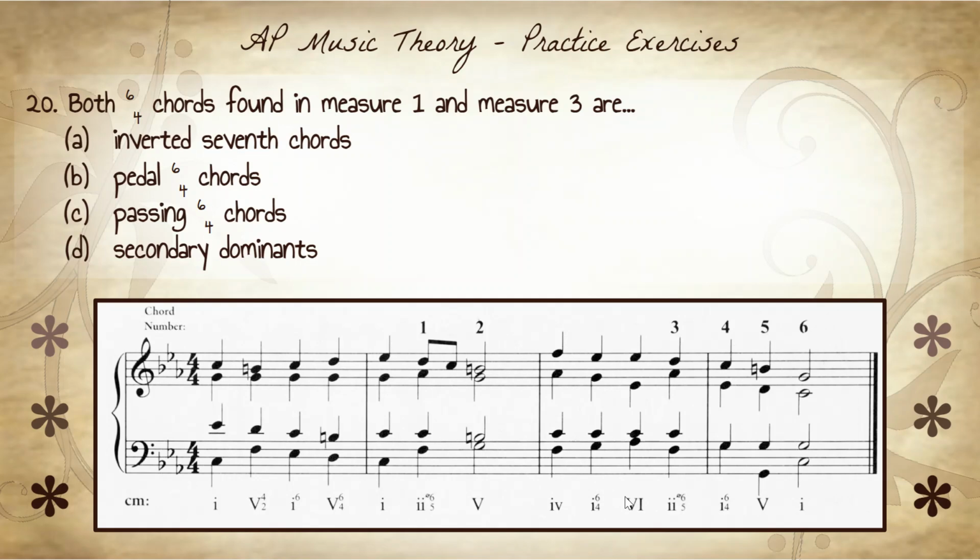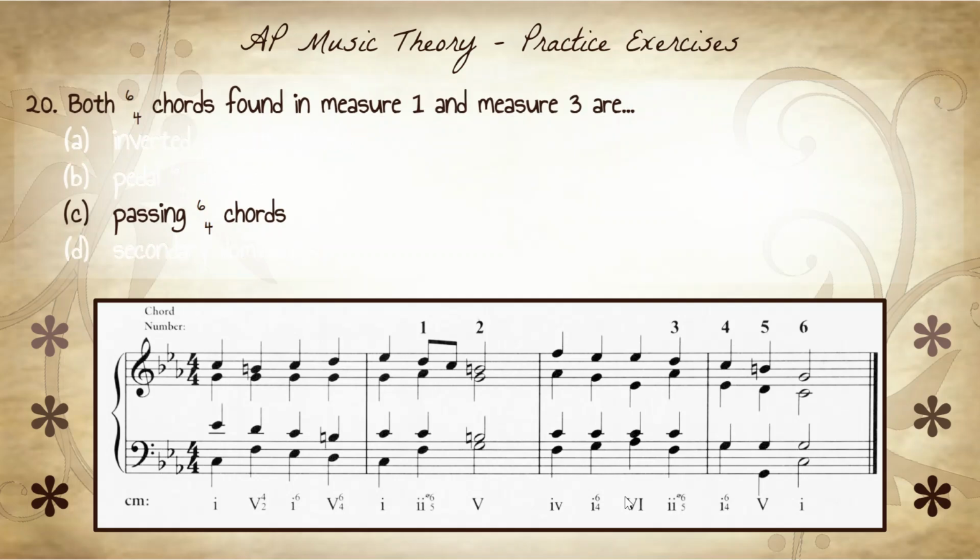And question 20. Both second inversion chords, or 6/4 chords, found in measure 1 and 3 are A, inverted seventh chords, B, pedal second inversion chords, C, passing second inversion chords, or D, secondary dominants. Correct answer is C. Both chords in the boxed area are passing second inversion chords occurring on weak beats connecting two notes in the bass that are a third apart.